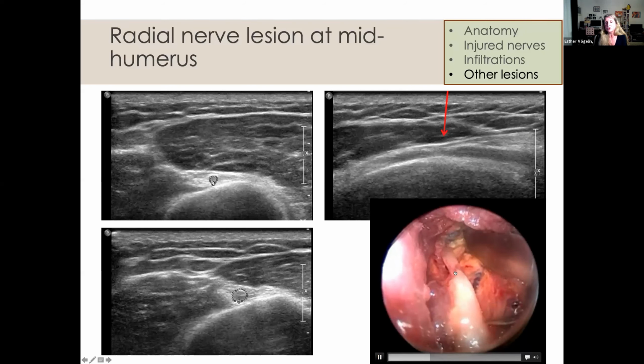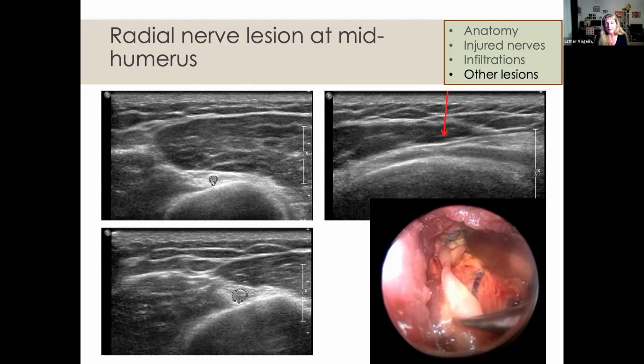You see the torsion of the radial nerve at the distal humerus. So this is actually something you would not get in the MRI, because it's very difficult to get this slice in an MRI to get this finding. Here you are much more precise with your sonography.